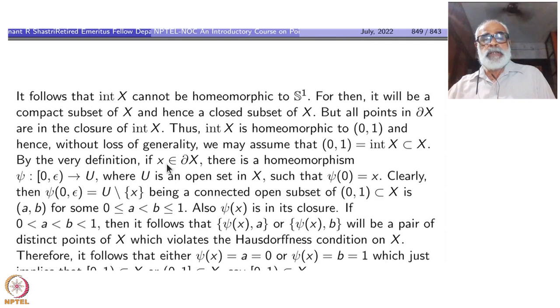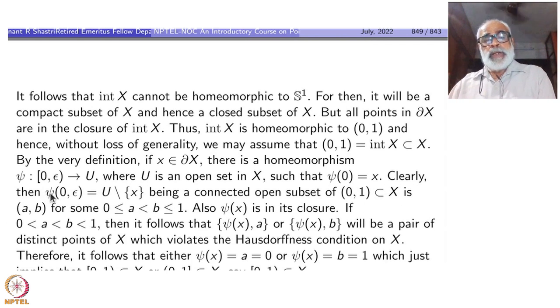By the very definition, if x is in the boundary, there is a homeomorphism psi from 0, epsilon to U. Remember, this is an open subset in the half space H1. I can assume 0 to infinity, but I can just take 0, epsilon also, to U, where U is an open subset of X. So this is a homeomorphism such that 0 goes to x. So this is a parameterization. It is the inverse of a coordinate chart around the point x.